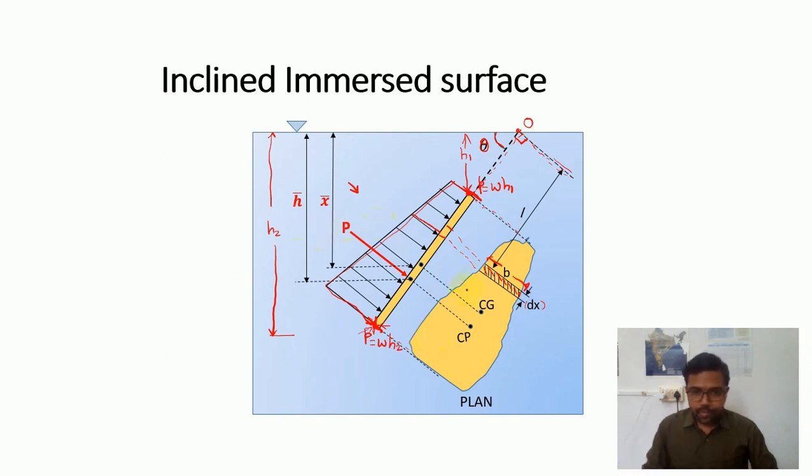Here different terminologies are used. CG is the center of gravity, and CP is the center of pressure, the position where the force acts. X bar is the vertical distance of CG from the liquid surface level, and H bar is the vertical distance of the center of pressure from the liquid level. P is the total pressure force acting. Theta is the angle of inclination of the object with respect to the liquid level, B is the width of the elementary strip, and dx is its thickness. Now we will see the derivation.